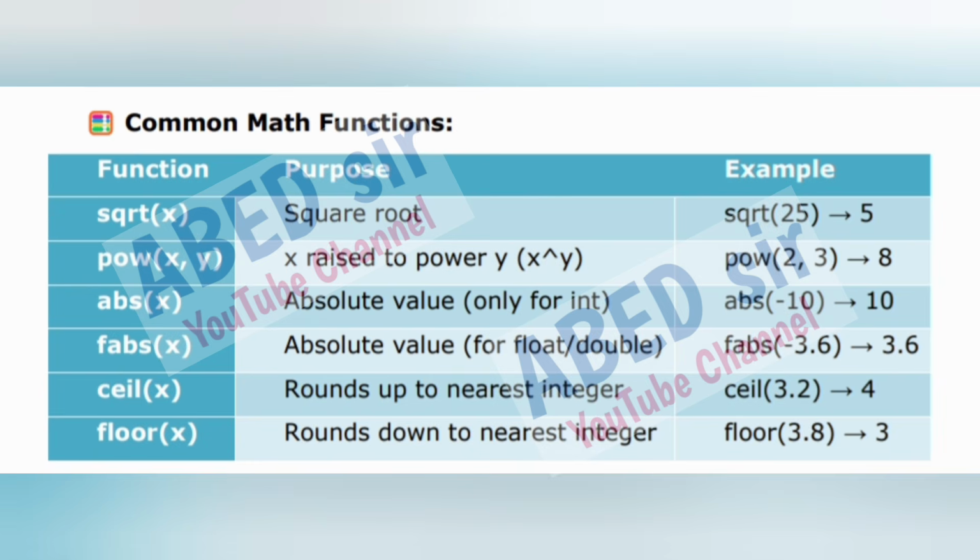Common math functions. Function, purpose, example. sqrt: square root, sqrt(25) gives 5. pow(x, y): x raised to power y, pow(2, 3) gives 8. abs: absolute value, only for int, abs(-10) gives 10. fabs: absolute value for float and double, fabs(-3.6) gives 3.6. ceil: rounds up to nearest integer, ceil(3.2) gives 4. floor: rounds down to nearest integer, floor(3.8) gives 3.